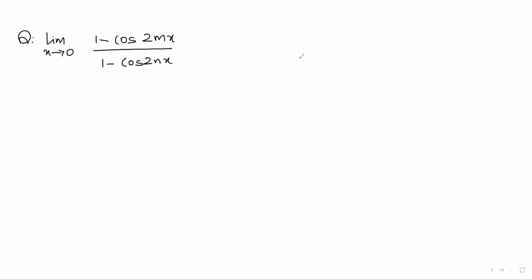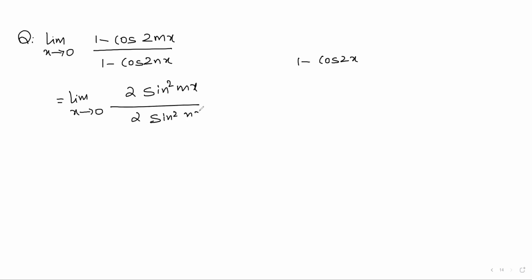Just put the formula for 1 minus cos 2x. Similarly in the denominator also put the formula. सर इसमें फॉर्मूला में 2 sin square mx आएगा ना. So this will give you limit x tends to 0, 2 sin square mx in the numerator, similarly 2 sin square nx in the denominator. Okay, please try this.